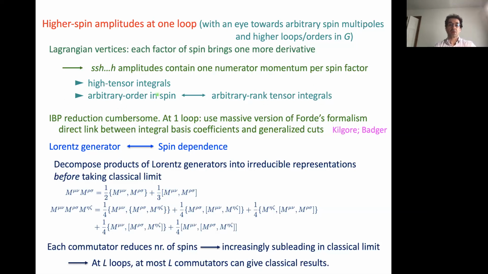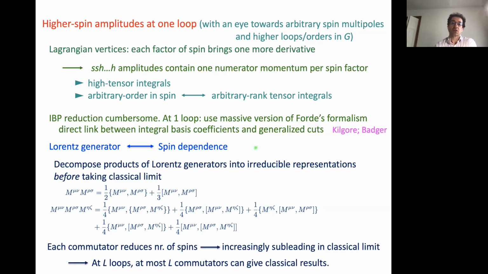So to do calculations, at least at one loop, IBP is cumbersome. In fact, IBP is always cumbersome. But at one loop, luckily, we have an alternative. It's the massive version of Forde's formalism, which provides a direct link between unitarity cuts before integral reduction and coefficients of an integral basis. So this is what we are going to use at one loop, even though we are not going to use the most general stress tensor. We're going to just pick a particular bit of it.